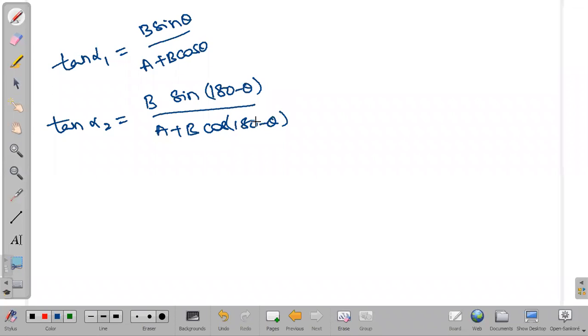Now in this, cos 180 minus theta we have just written, that is minus cos theta, and sin 180 minus theta is sin theta only. So I will be getting B sin theta by A minus B cos theta. This is alpha 2, the angle between the A bar vector and the resultant vector in the case of subtraction. Okay, so I hope this is clear. Just a minute.